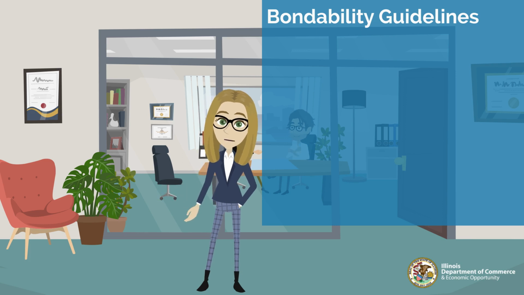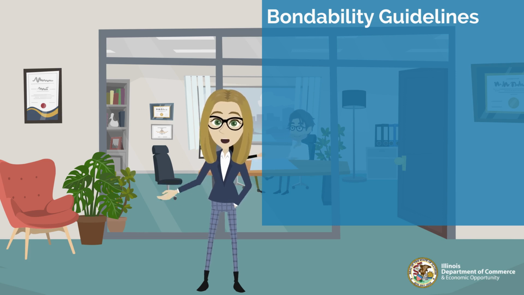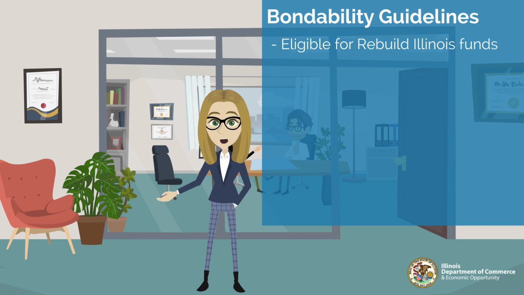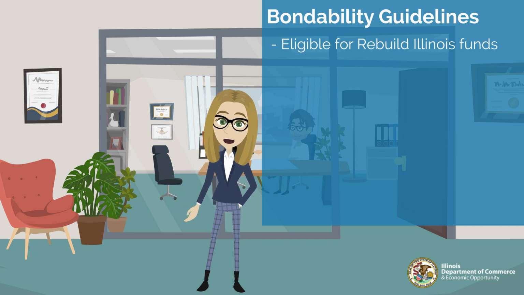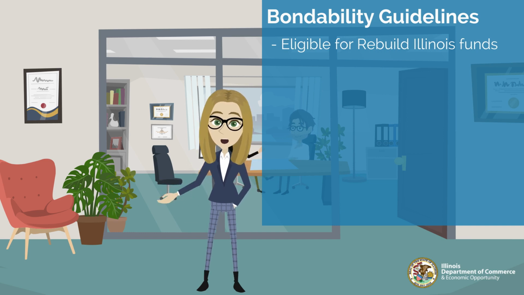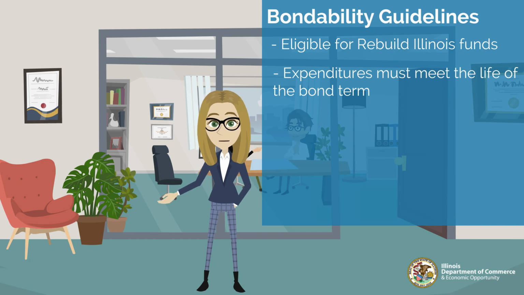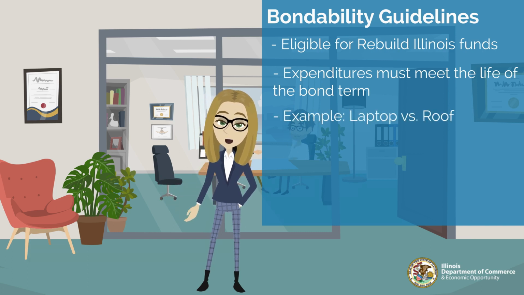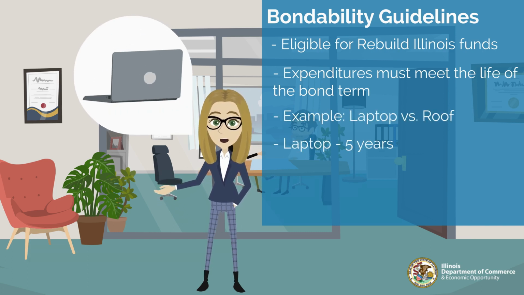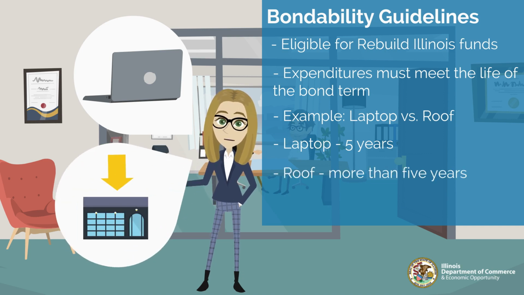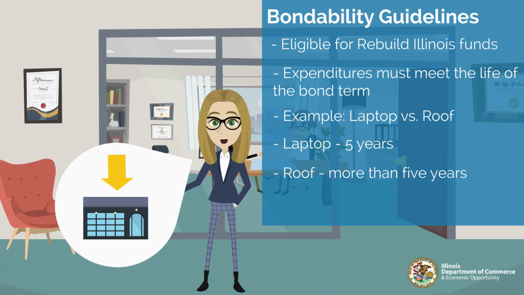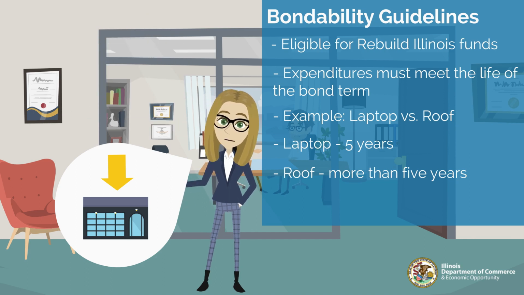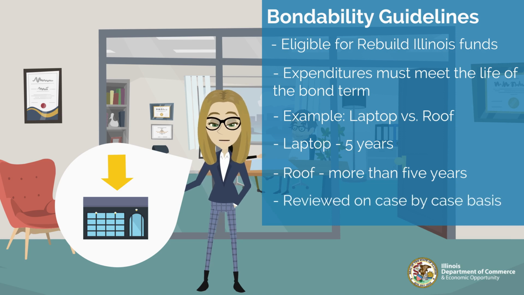These are guidelines set forth to ensure whether a specific project is eligible to be funded from the Rebuild Illinois funds. To meet the requirements, grant expenditures are expected to last the life of the bond term. For example, a laptop generally has a lifespan of maybe 5 years, whereas a roof is expected to have a much longer lifespan. A laptop would not be expected to last the life of the bond term, whereas a new roof would. All capital grant projects are reviewed on a case-by-case basis.